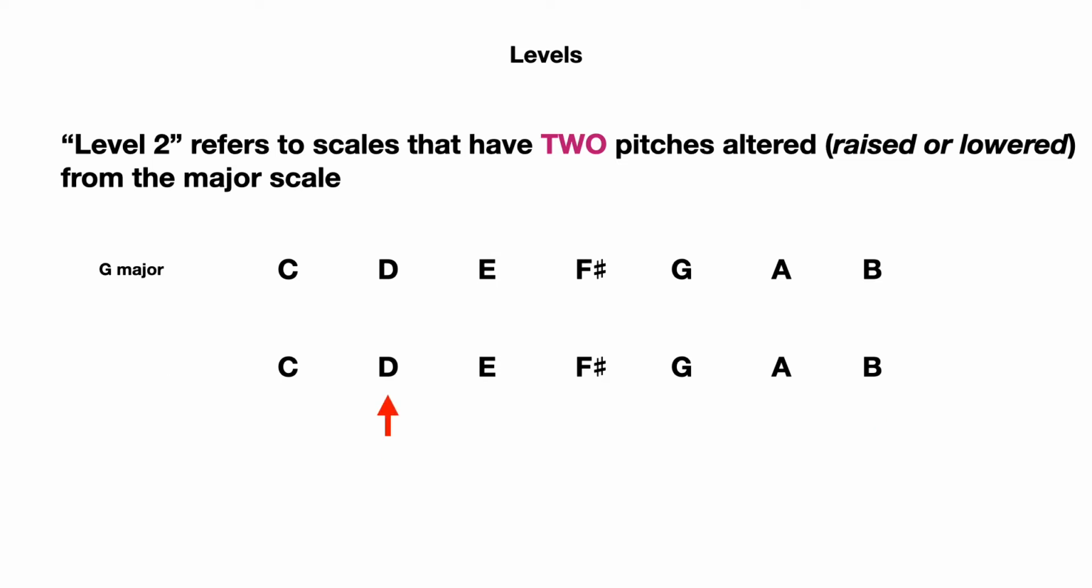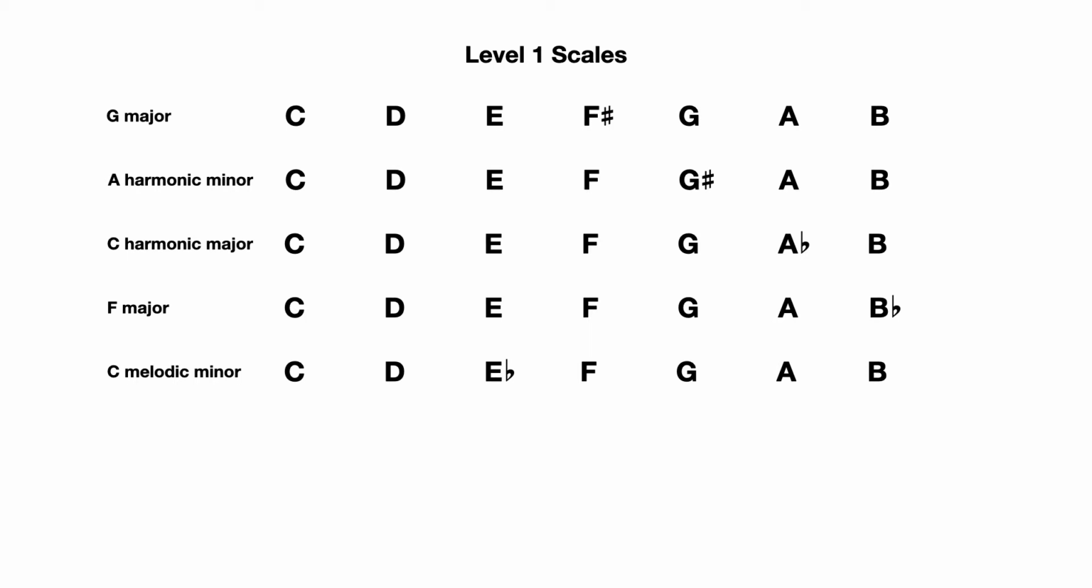We can also raise the 2nd pitch to D sharp, and this gives us an E harmonic minor scale. So E harmonic minor is also a level 2 transformation from C major. So if we look at the level 1 scales that we had previously, these are the 5 possible transformations from C major.